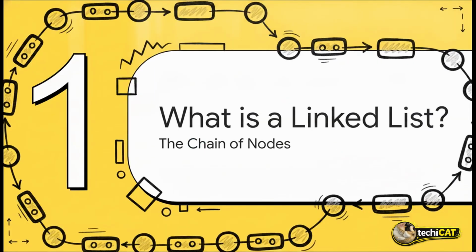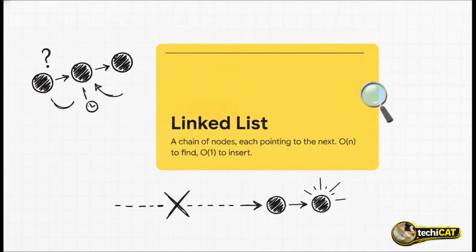All right, part 1. What is a linked list? The chain of nodes. As a quick refresher, at its core, a linked list is quite literally just a chain of isolated nodes. Each node only holds its specific data and an arrow, a pointer, to the very next node in the sequence. That's the whole shebang. Now, because of this rigid structure, you don't get random access. You can't just magically ask for the 50th item like you easily can with an array.